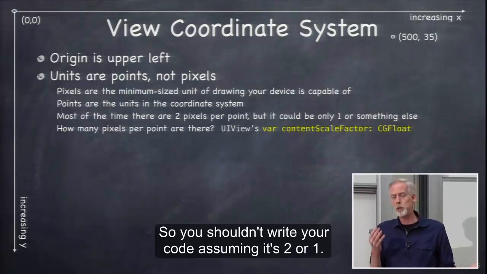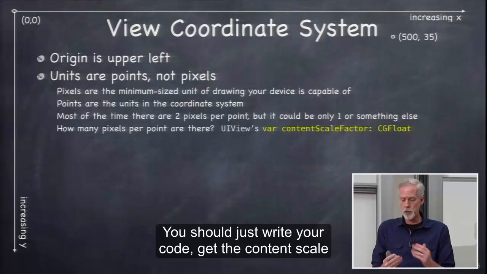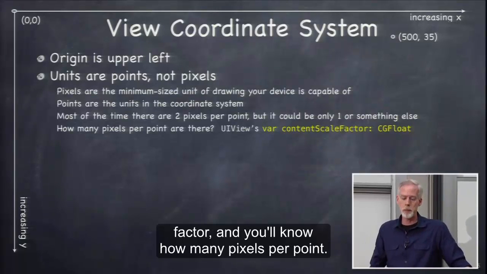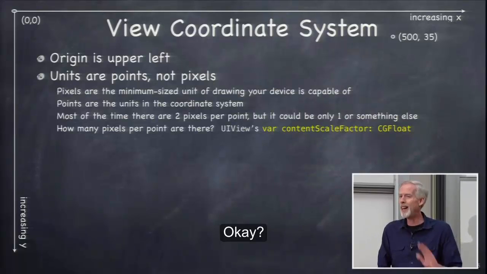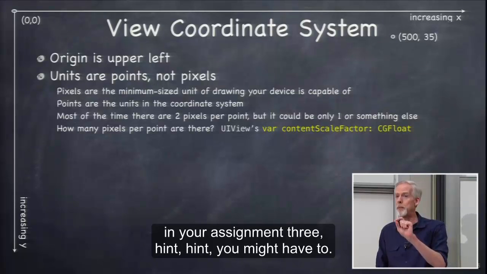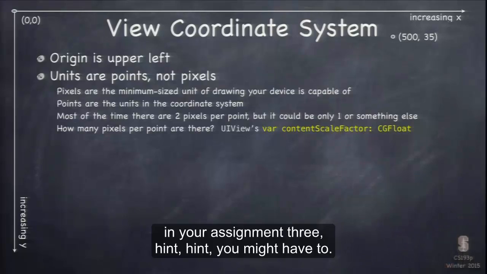So you shouldn't write your code assuming it's 2 or 1. You should just write your code, get the content scale factor, and you'll know how many pixels per point. Okay? 99% of the time you don't have to worry about this, but in your assignment 3, hint, hint, you might have to. Okay?